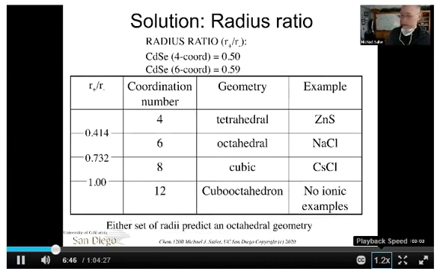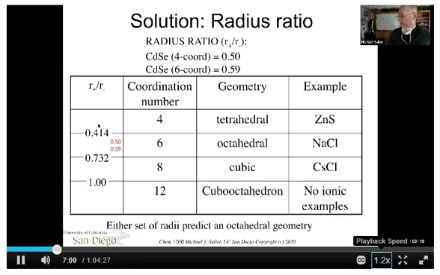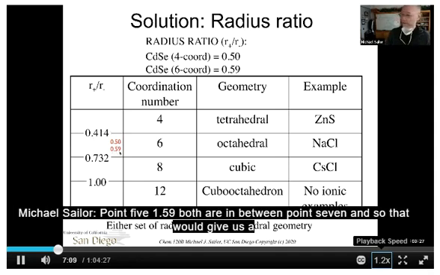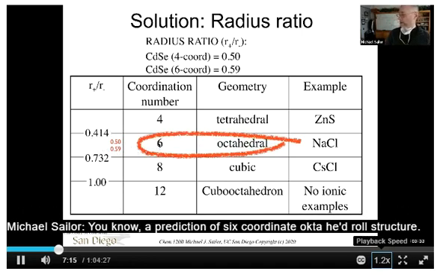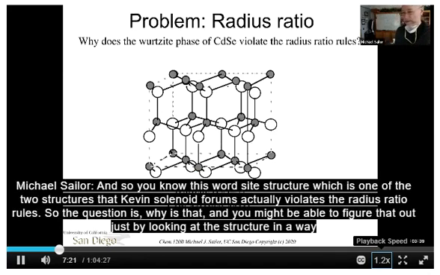This is the data you're starting with to predict which structure you would get. If you calculate the radius ratios, for 4 coordinate cadmium selenide you get a ratio of 0.5, and for 6 coordinate, you get 0.59. The table allows us to predict structures, and 0.5 and 0.59 are both between 0.4 and 0.7. That gives us a prediction of a 6 coordinate octahedral structure. So this Wurtzite structure, which is one of the 2 structures that cadmium selenide forms, actually violates the radius ratio rule. So the question is, why is that?